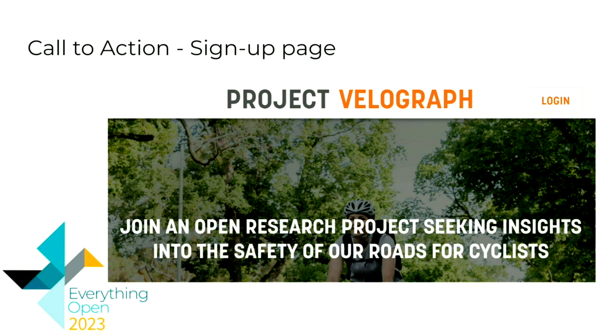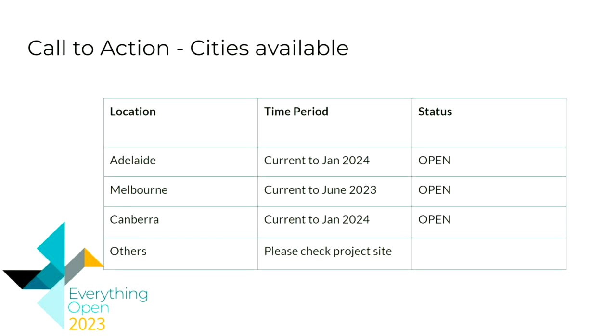project.velograph.app is the sign-in page. You can log in and upload your data there. You can sign up. Melbourne is one of the sites where volunteers are being requested for participation in the study. Registration is open, until June is the plan, but it can be extended if the supporting bodies can provide the installation. And as more partner organizations are found in other cities, they can also set up the devices. As long as the devices don't break, we can keep circling them around.